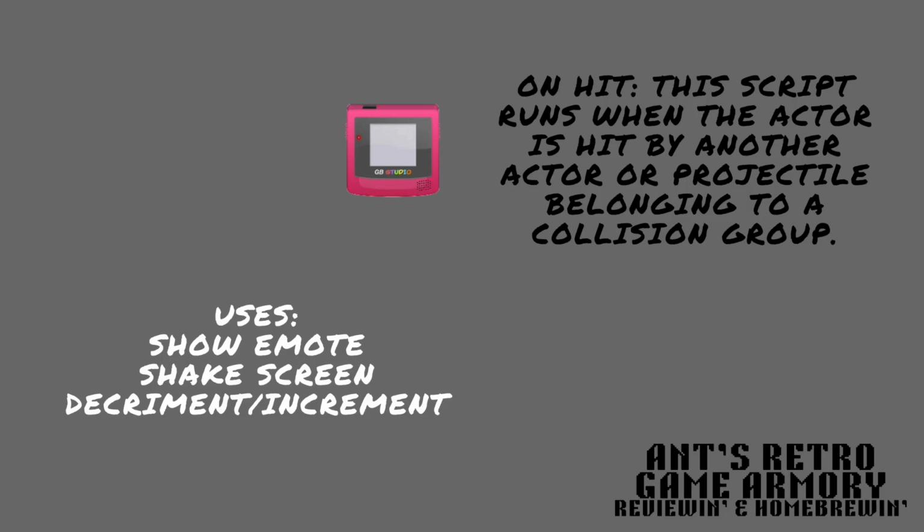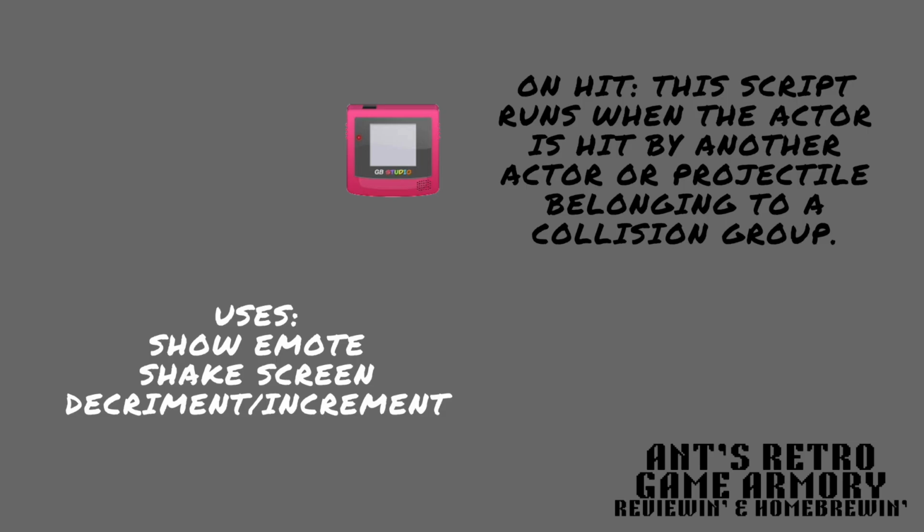The last one we'll cover is on hit. So what GB Studio says about that is this script runs when the actor is hit by another actor or projectile belonging to a collision group. So your collision groups are primarily going to be used for shoot 'em ups and platformers. So a little bit different than the other ones, but still a good tool that you have.